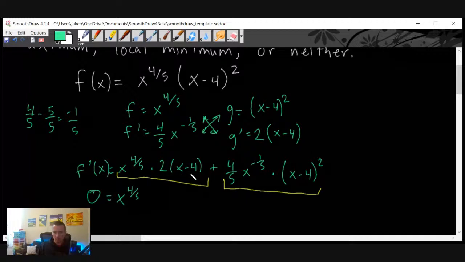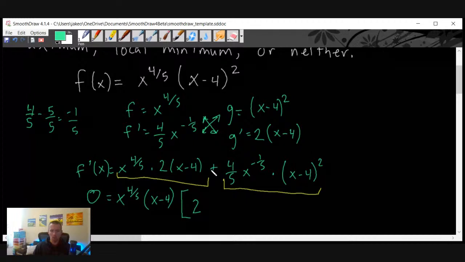Then you can see that both of these terms have an x minus 4. So we can factor out x minus 4 as well. And that'll be it. So now we want to think about, if we factor out these two pieces, what would be left of each of these terms. Basically, if we take out x to the 4/5, that's just going to be gone. And then if we pull out the x minus 4, that's just going to be gone. So this whole first term, factoring out these two things, is just going to be left with 2.